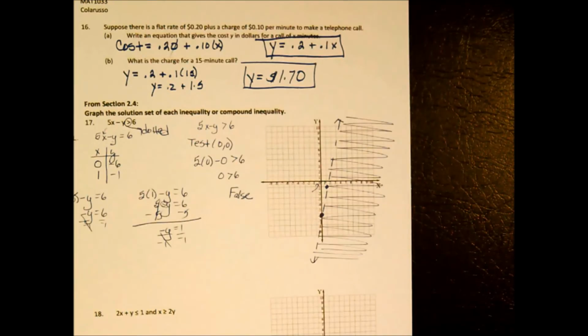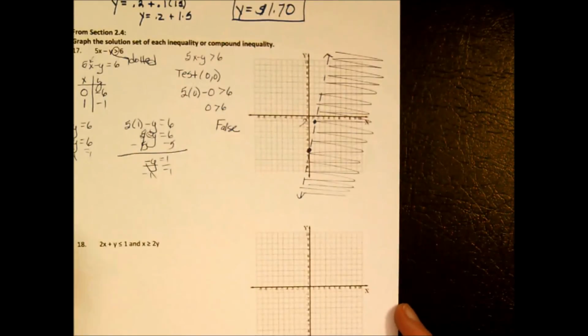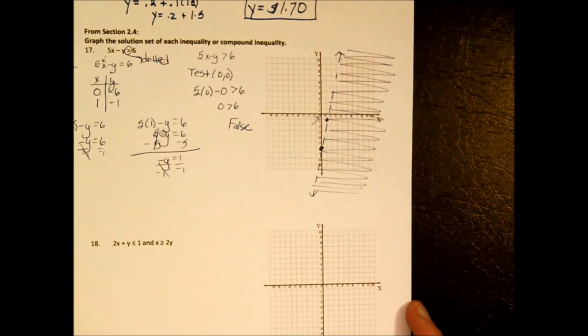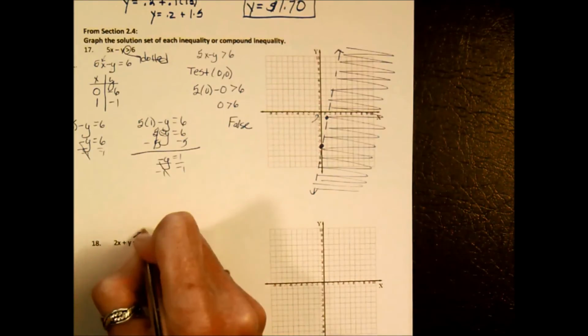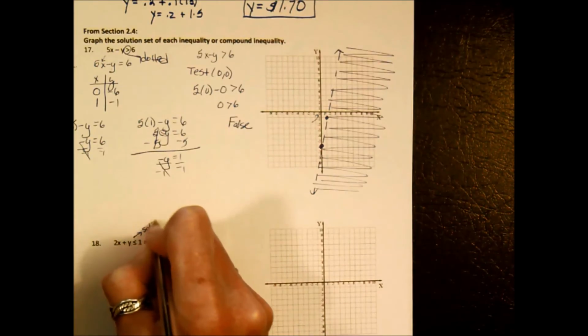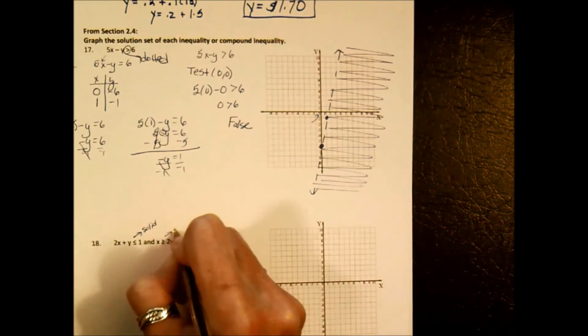All right, let's take a look at a compound inequality in question number 18. 2x plus y is less than or equal to 1. I'm going to write that it's going to be a solid line because of the or equal. x is greater than or equal to 2y. That one is also a solid line.